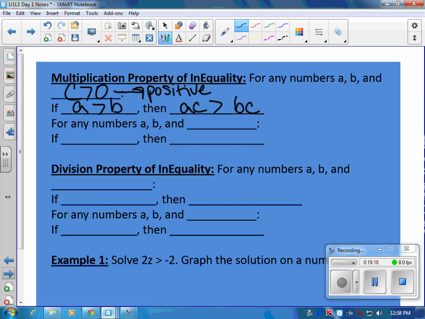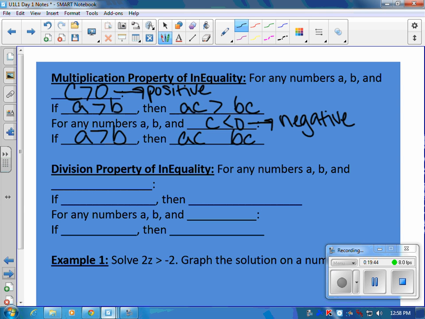What do I fill in that second blank with? Ethan? C is less than 0. So what kind of numbers am I talking about here? Negative numbers. Negative values. So now I'm talking about these negative numbers. So if I start with A is greater than B, and then I multiply both sides by a negative value, what's the sign in between them?